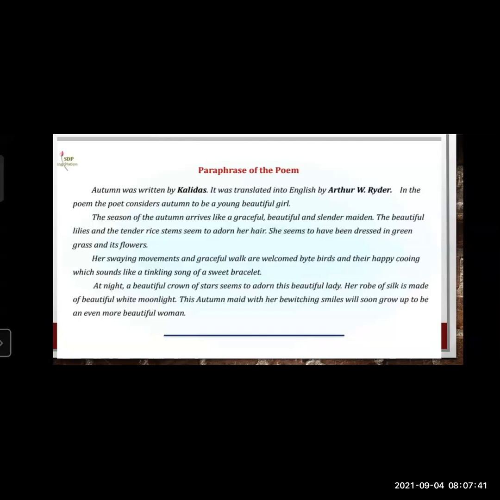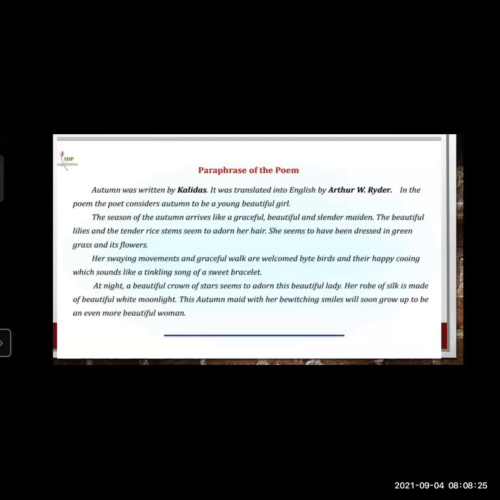At daytime, the poet explained, her dress is like green grass decorated by flowers. But at night time, the gown worn by the autumn girl is made of silk. Why does the poet use the word silk gown? Because at night the beam of the moon was spreading on the autumn season, so it looks like the autumn season has worn a silken robe.